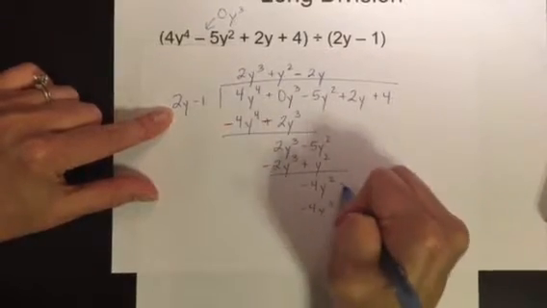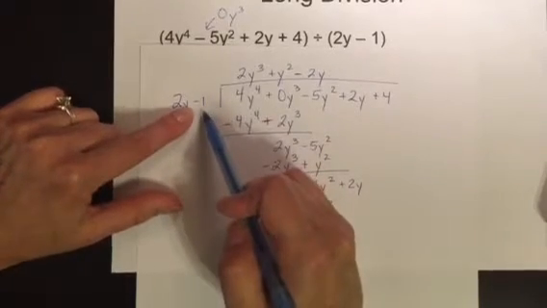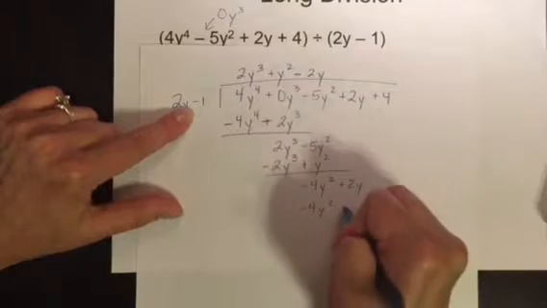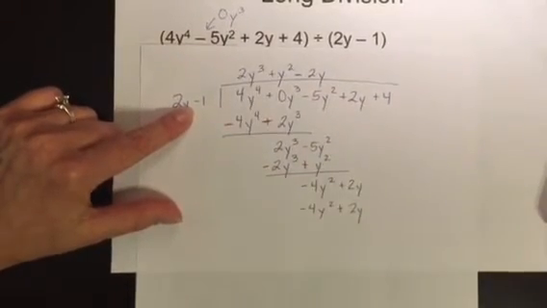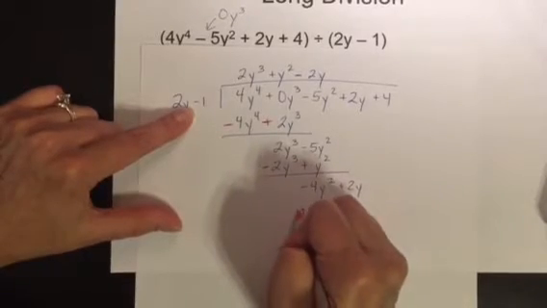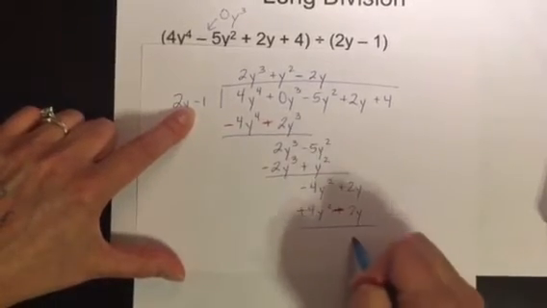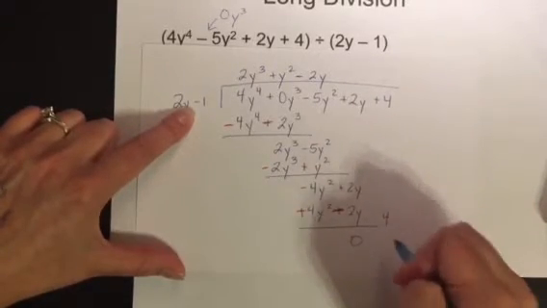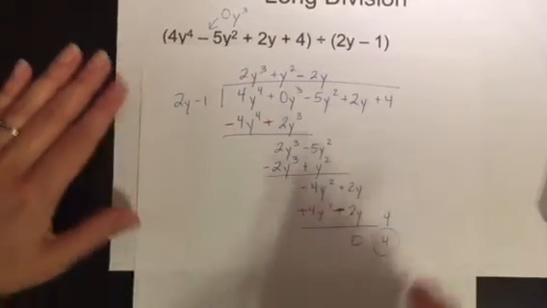Oh, got to bring down my 2y. And then negative 2 times negative 1. It's going to be positive 2y. Again, with the changing the signs because I'm subtracting. So this leaves me with 0. Got to bring that 4 down. And so that's going to leave me with a remainder of 4.